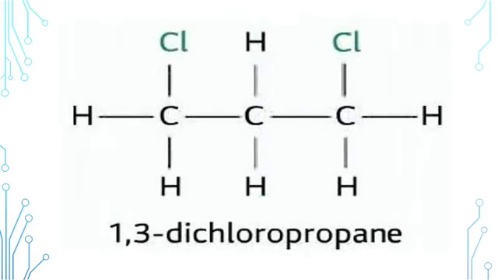Now let's look at this one. On this one we have how many carbon atoms? That's 1, 2, and 3. So that's what? Propane. Now let's look at the position of your substituents. We have a substituent in the first carbon here and another chlorine atom in carbon number 3. How many chlorine atoms? That's 2. So we have the positions 1, 3, dichloropropane.